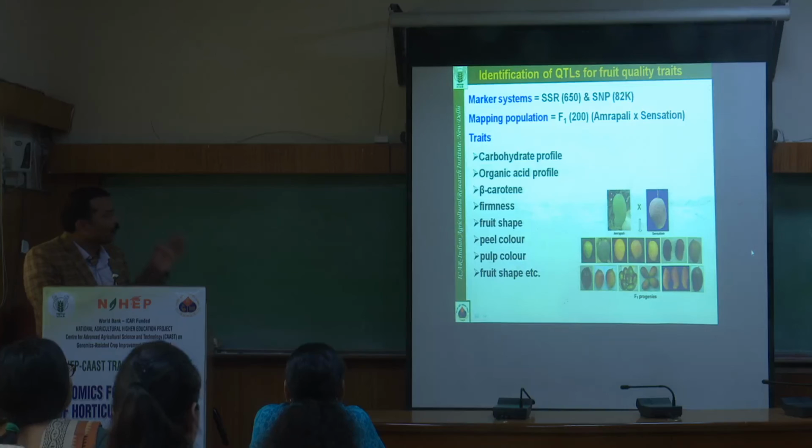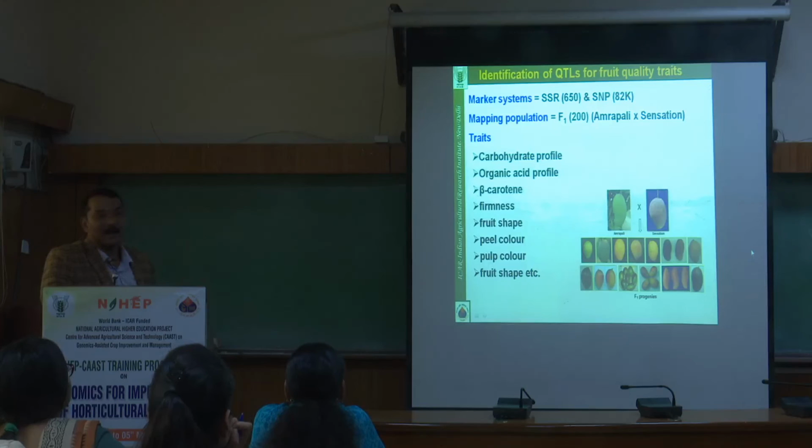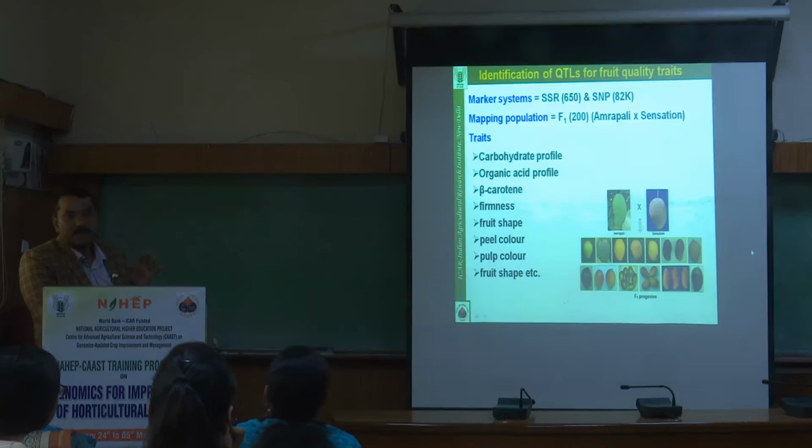Now, we have also started working on genetic linkage map and QTL identification. We are looking at these traits: carbohydrate profile, so sucrose, glucose, and what else? Fructose. We are targeting these three sugars. In case of organic acids, we are targeting five organic acids: citric acid, which is the dominant acid, malic acid, succinic acid, pyruvic acid, and ascorbic acid. Then beta carotene content, firmness, fruit shape, peel color, and pulp color.